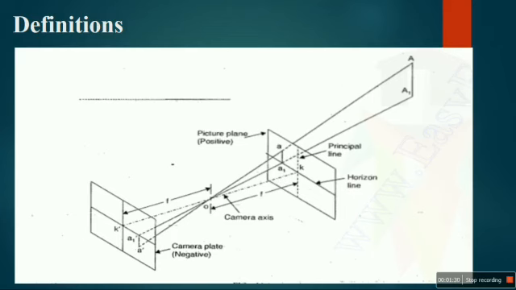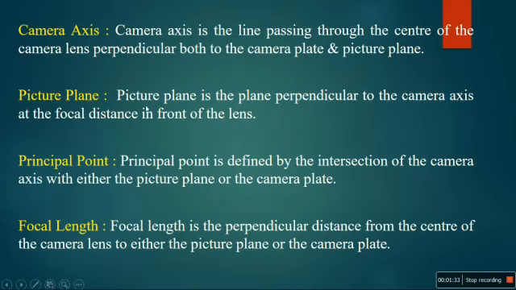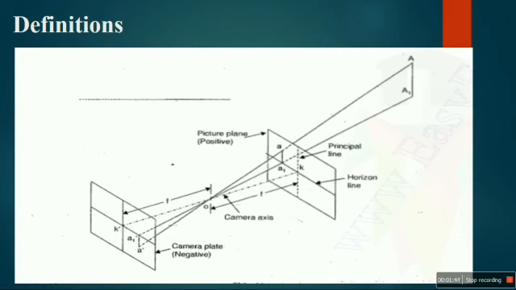Second one is picture plane. Picture plane is the plane perpendicular to the camera axis at the focal distance in front of the lens. Just observe here, this is the picture plane. It means that after taking the photograph of any object, it will be printed as it is. This is called the picture plane. This picture plane is perpendicular to the camera axis at a distance of the focal length from the lens.